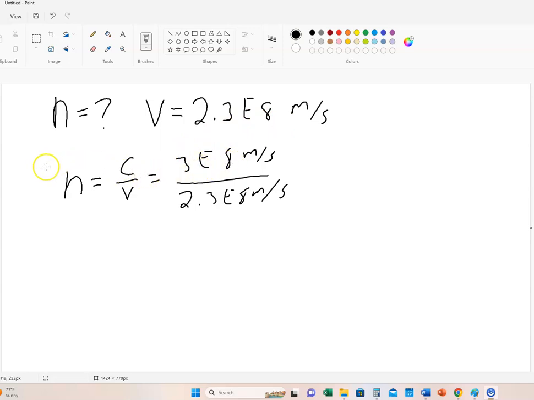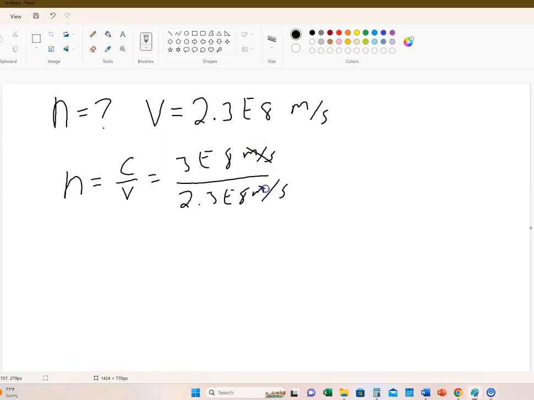All right, and so here's the equation. n is equal to the speed of light, c, divided by the velocity in the material. Notice the 3 times 10 to the 8th. Notice the meters per second cancel, right? This cancels and this cancels. And also, just to let you know, the times 10 to the 8th cancels as well, right? Both of those cancel, and so it's really just 3 divided by 2.3.